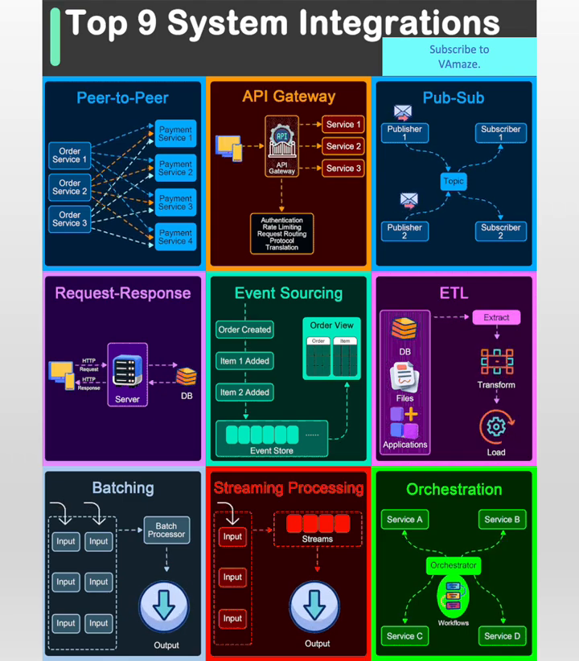Modern variations: ELT, load raw data first, then transform, better for cloud environments. Streaming ETL, real-time data processing for immediate insights. Microbatch, small frequent batches for near real-time processing.